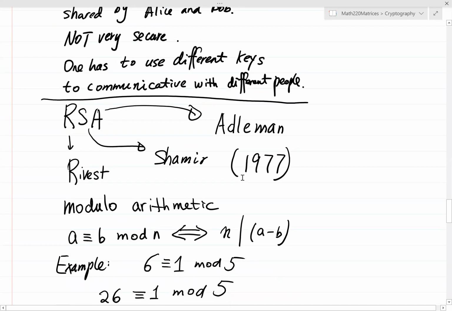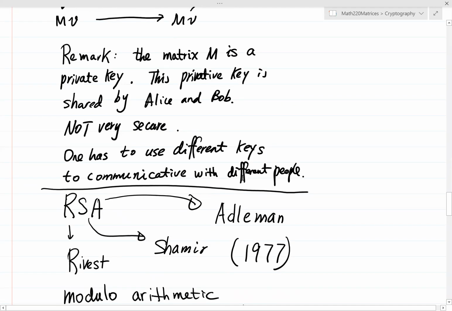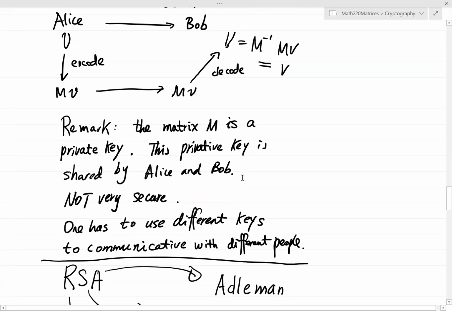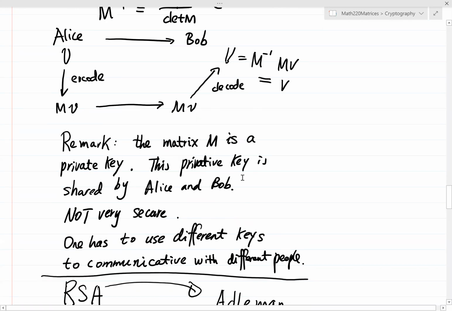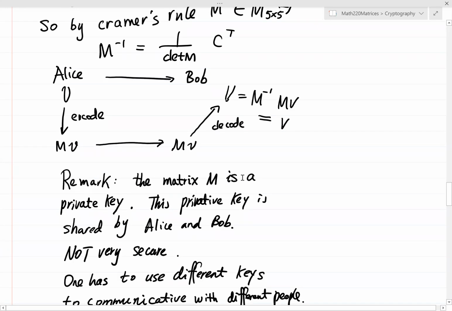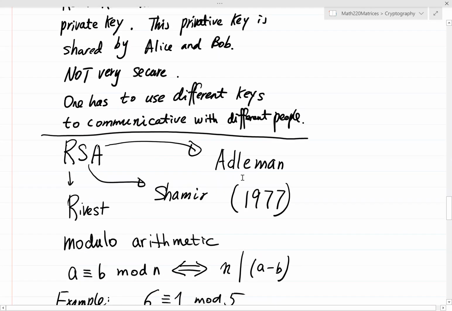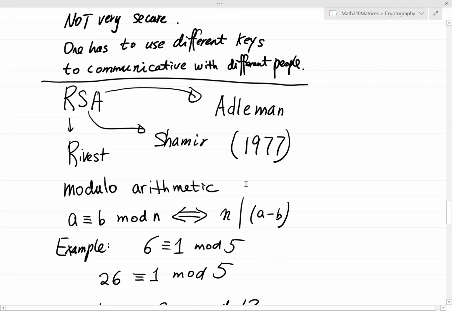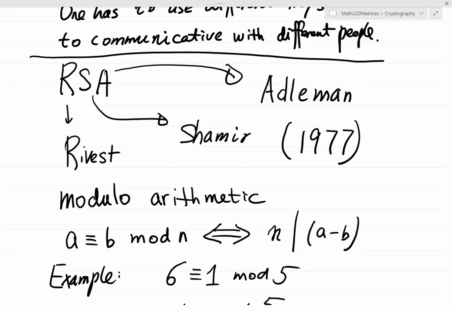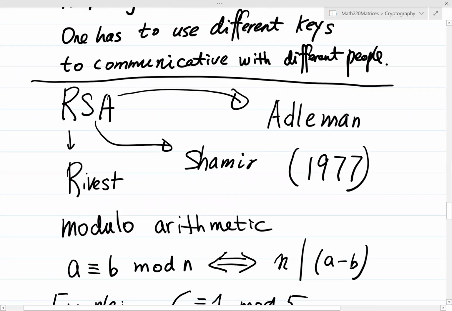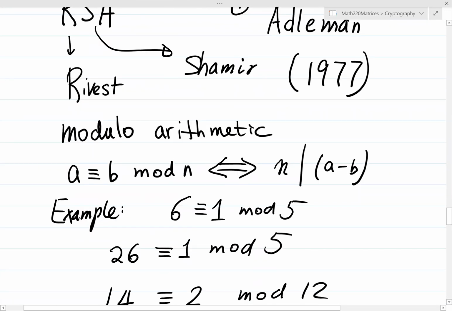Then we have the public key algorithm, such that everyone has their own private key, held by only one person, not shared by Alice and Bob. This makes it more secure. This is what we introduce today, the RSA algorithm. You see the three names. This algorithm was published in 1977.